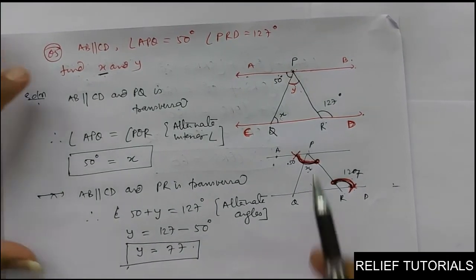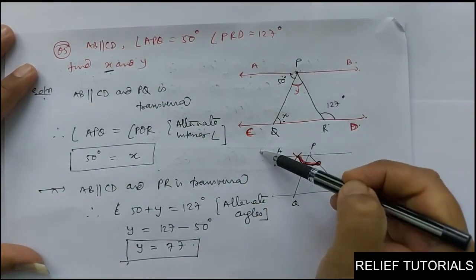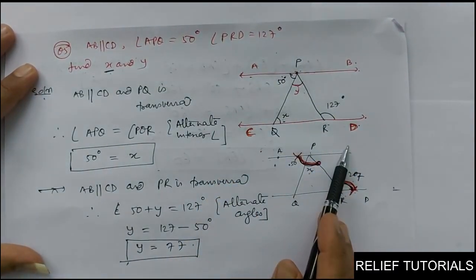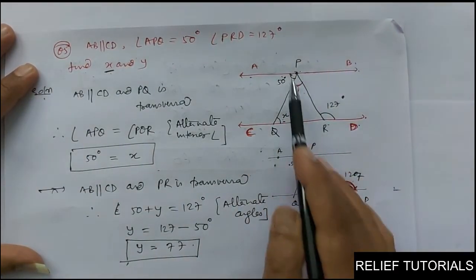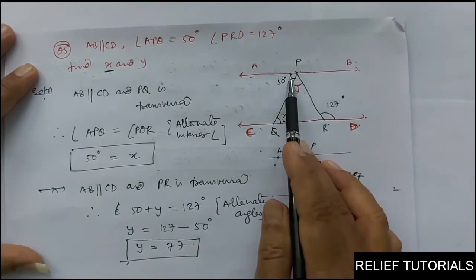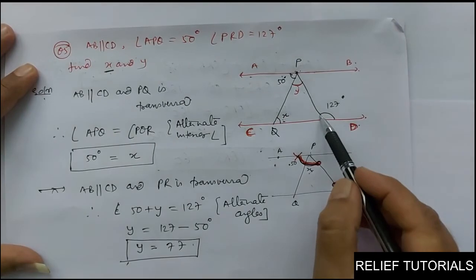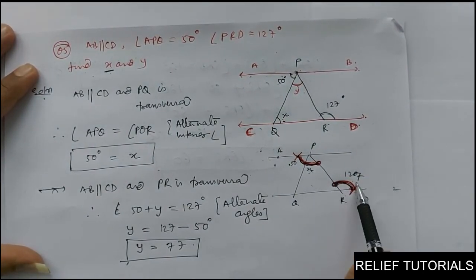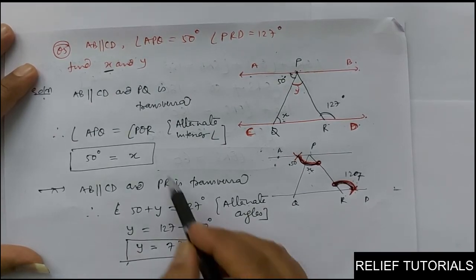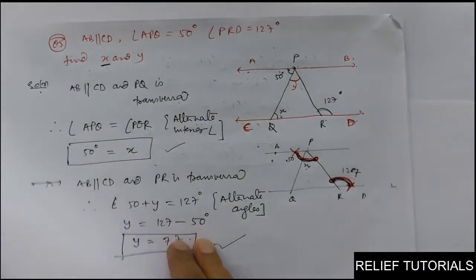Very simple problem. Just look at these two. These two lines are parallel. Once you have taken PQ as a transversal and once you have taken PR as a transversal. So AB is parallel to CD and PQ is a transversal. So these two angles are alternate angles. So x equal to 50. Now these two lines are parallel and this is a transversal. So this is 127 and this angle x plus 50. So x plus 50 equal to 127. Y alternate angles. So you got y equal to 77. So this is our fifth problem.